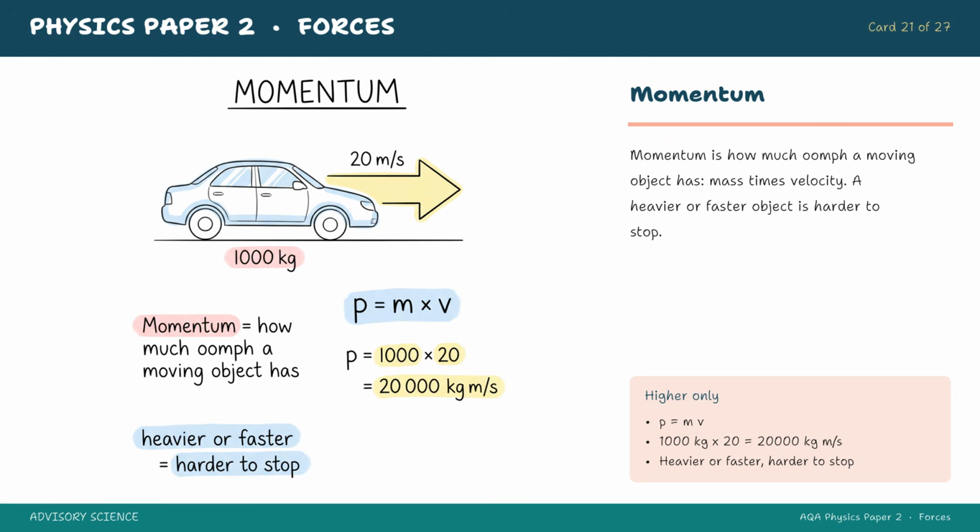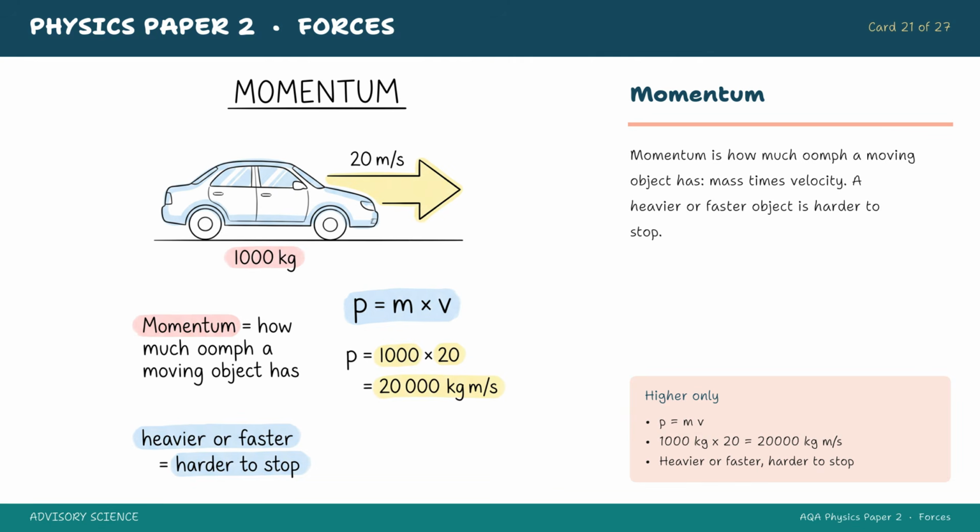Momentum. Momentum is basically how much oomph a moving object has. It's the mass multiplied by how fast it's going. Now imagine a car that's 1,000 kilograms and moving at 20 meters per second. Its momentum is 1,000 times 20, which is 20,000 kilogram meters per second. In a crash, that's why a heavier or faster car is harder to stop.